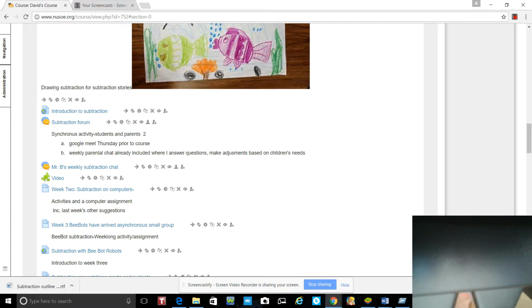During week 3, I can problem solve with a group of my peers. That's for the B-bots, right? I can collaborate to solve problems. I can use basic coding skills and program a robot. I can program my B-bot to follow a path based on subtraction.